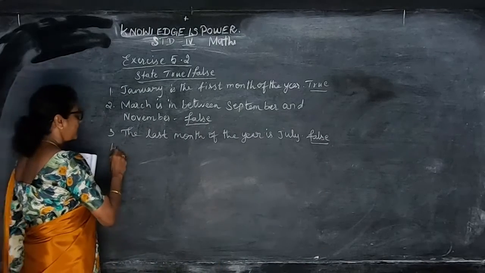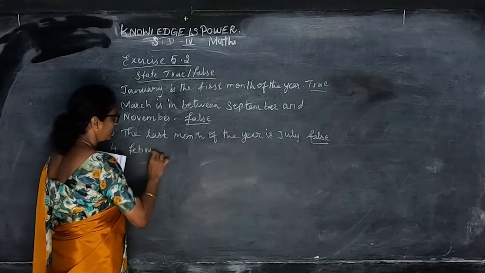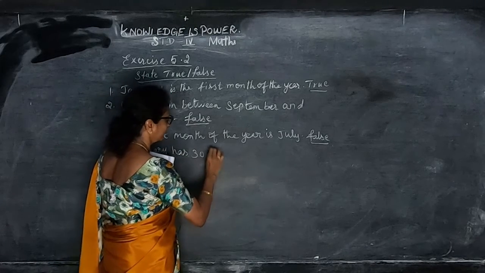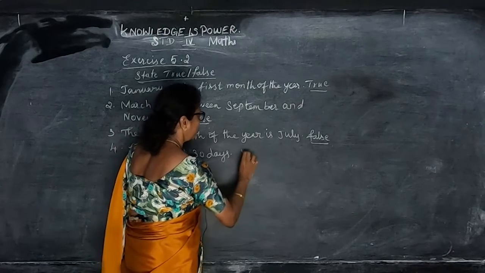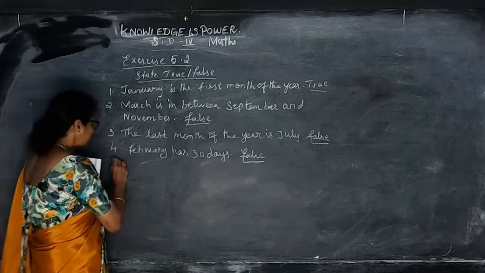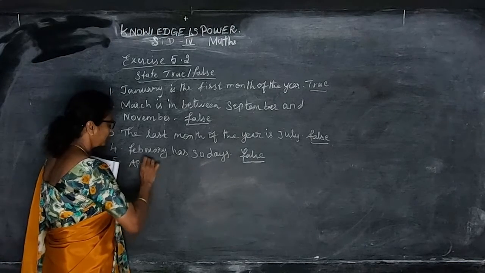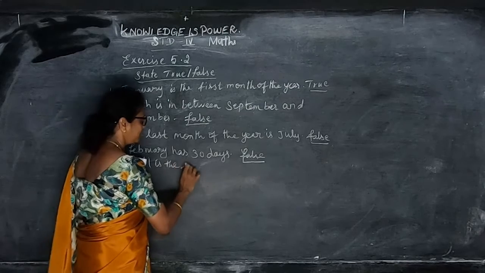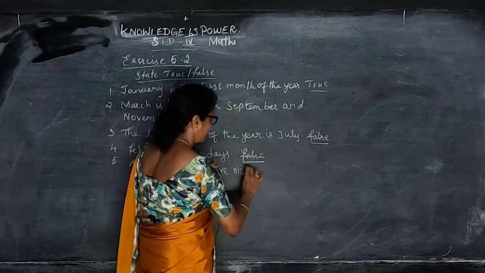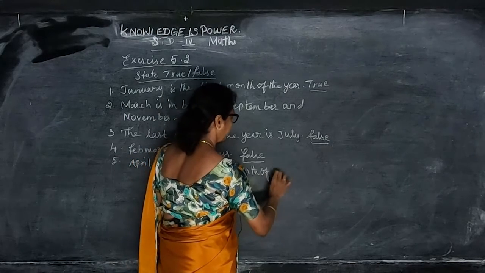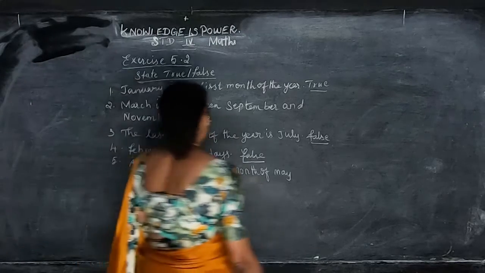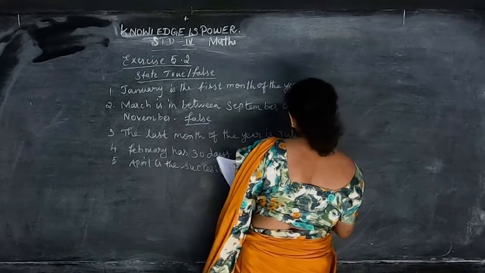February has 30 days. It is false because February has 28 days. And April is the successive month of May. Successive means next month. Successive month of May. That is false.